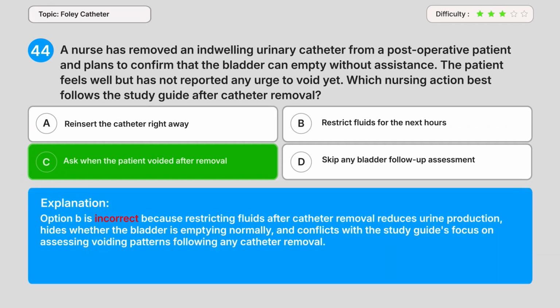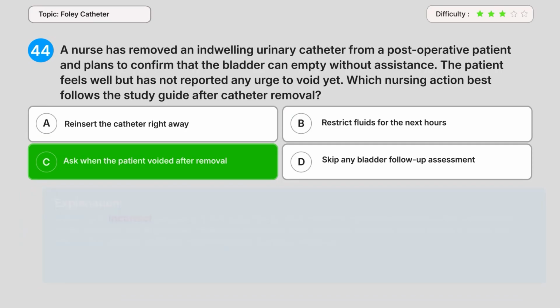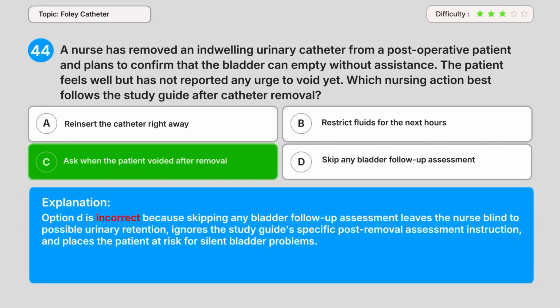Option B is incorrect, because restricting fluids after catheter removal reduces urine production, hides whether the bladder is emptying normally, and conflicts with the study guide's focus on assessing voiding patterns following any catheter removal. Option D is incorrect because skipping any bladder follow-up assessment leaves the nurse blind to possible urinary retention, ignores the study guide's specific post-removal assessment instruction, and places the patient at risk for silent bladder problems.